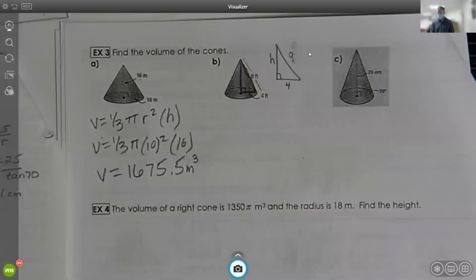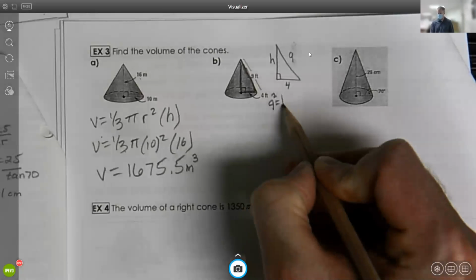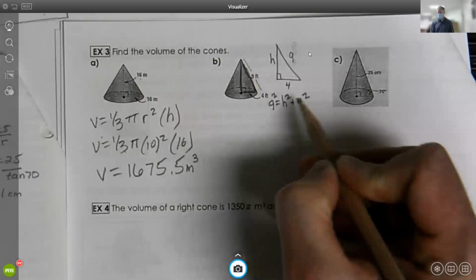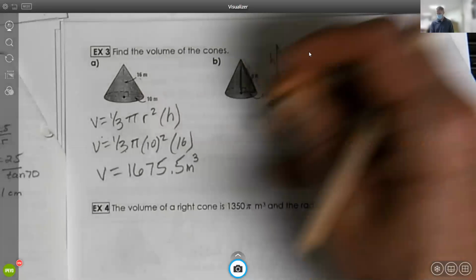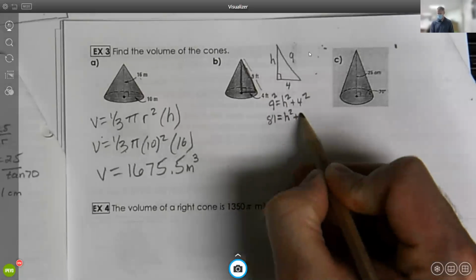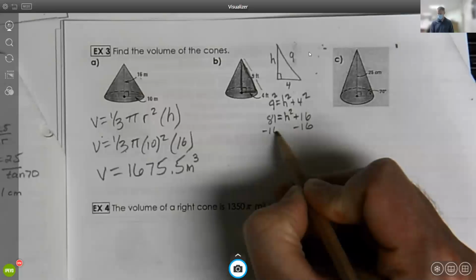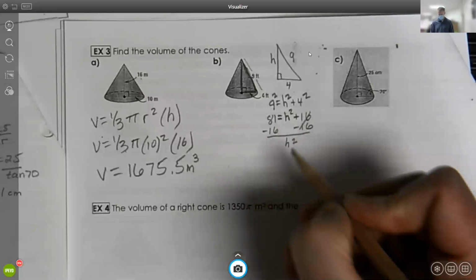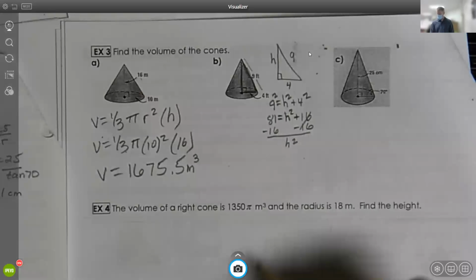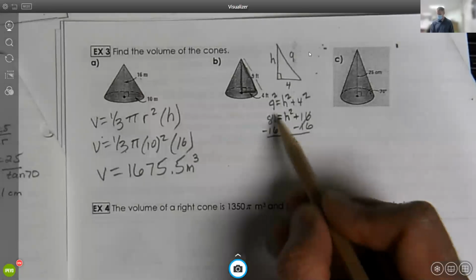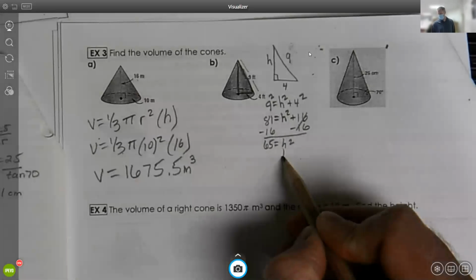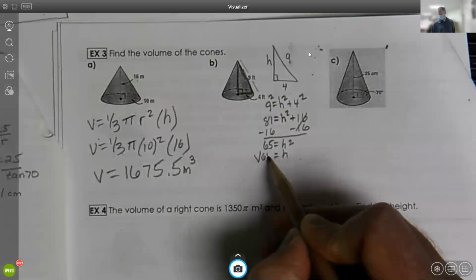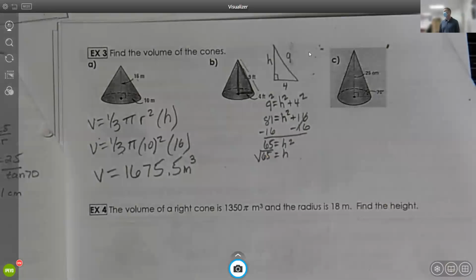Great question. So now we're going to say that the hypotenuse squared equals the height squared plus 4 squared. 9 squared is 81. And 4 squared is 16. And we do this and we get, that'd be 81 minus 16 is 65. So our h squared is going to equal 65. So to figure out h, it is the square root of 65. And 65 is not made up of any perfect squares, so we cannot simplify that any further.